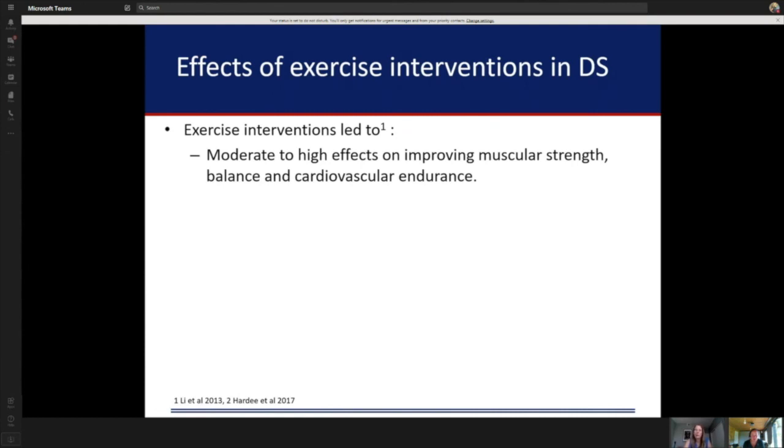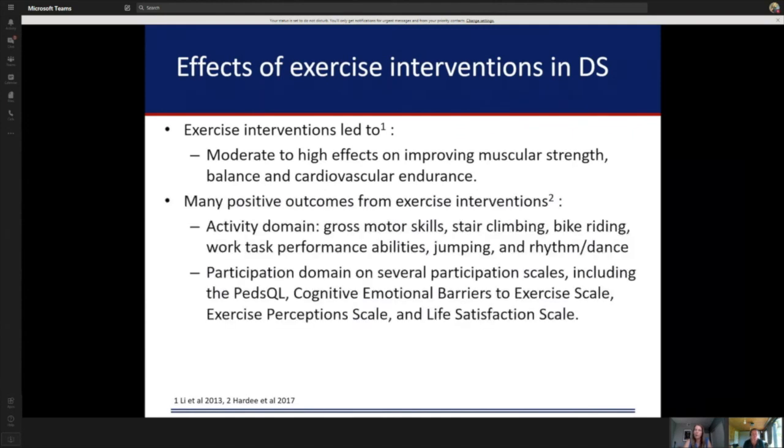And then a different review focused more on other domains as outcomes, activity domains and participation domains. And they also found a number of positive effects of exercise interventions on gross motor skills, stair climbing, bike riding, work task performance abilities, jumping and rhythm and dance. And even on the participation domain, including emotional barriers to exercise and life satisfaction scales. So I think in addition to the general benefits that we know of physical activity and exercise, for specific populations like Down syndrome and for learning disabilities, there are these additional benefits that they experience on top of that.